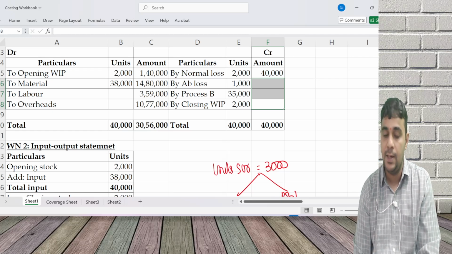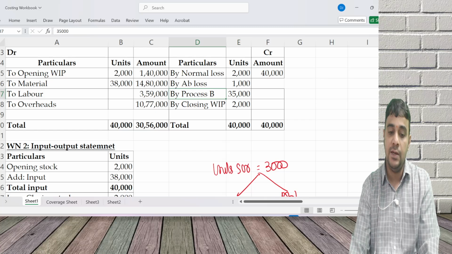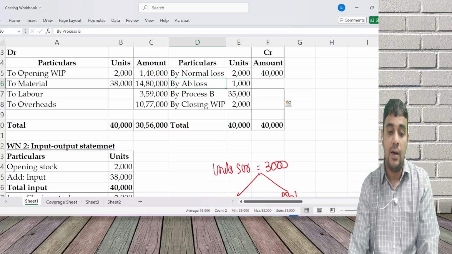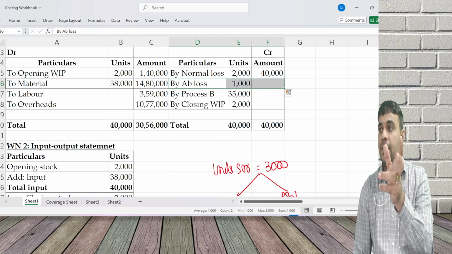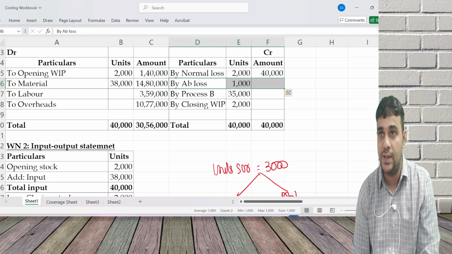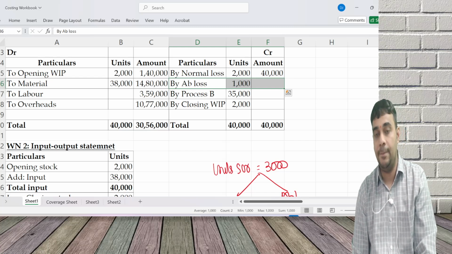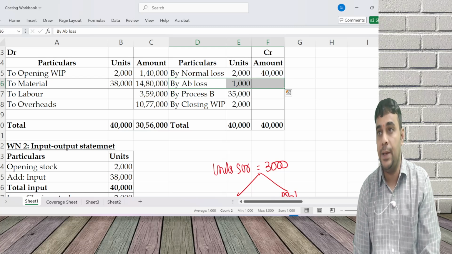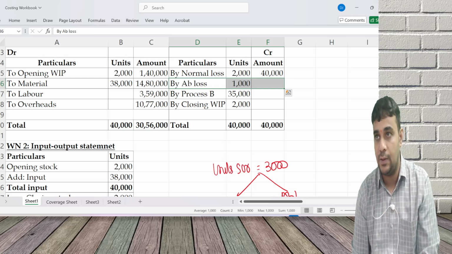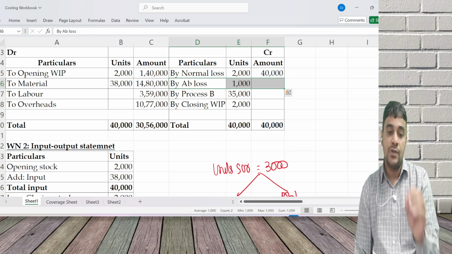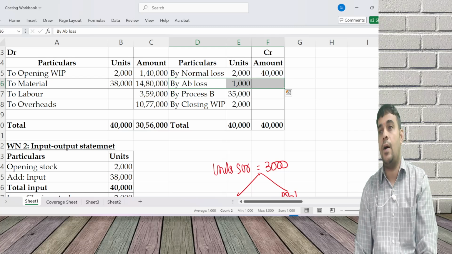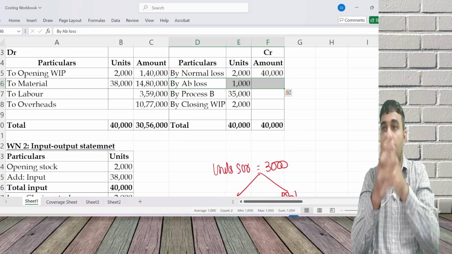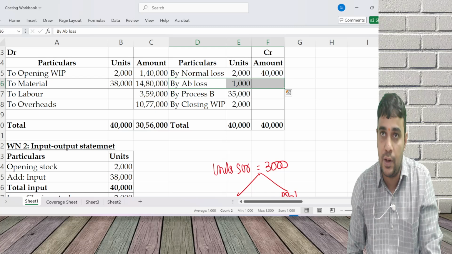What is the challenge for me? Process B has 100% cost incurred, so you multiply with 100% cost. Abnormal loss, you identified 100% material, 80% labor, something they have given. The unit scrap did not happen at the full end. And closing WIP is also not fully completed, because certain work in process is there. So now I have to calculate cost per unit, but it can't be material, labor, overheads all clubbed together to get one number. That approach will not work.